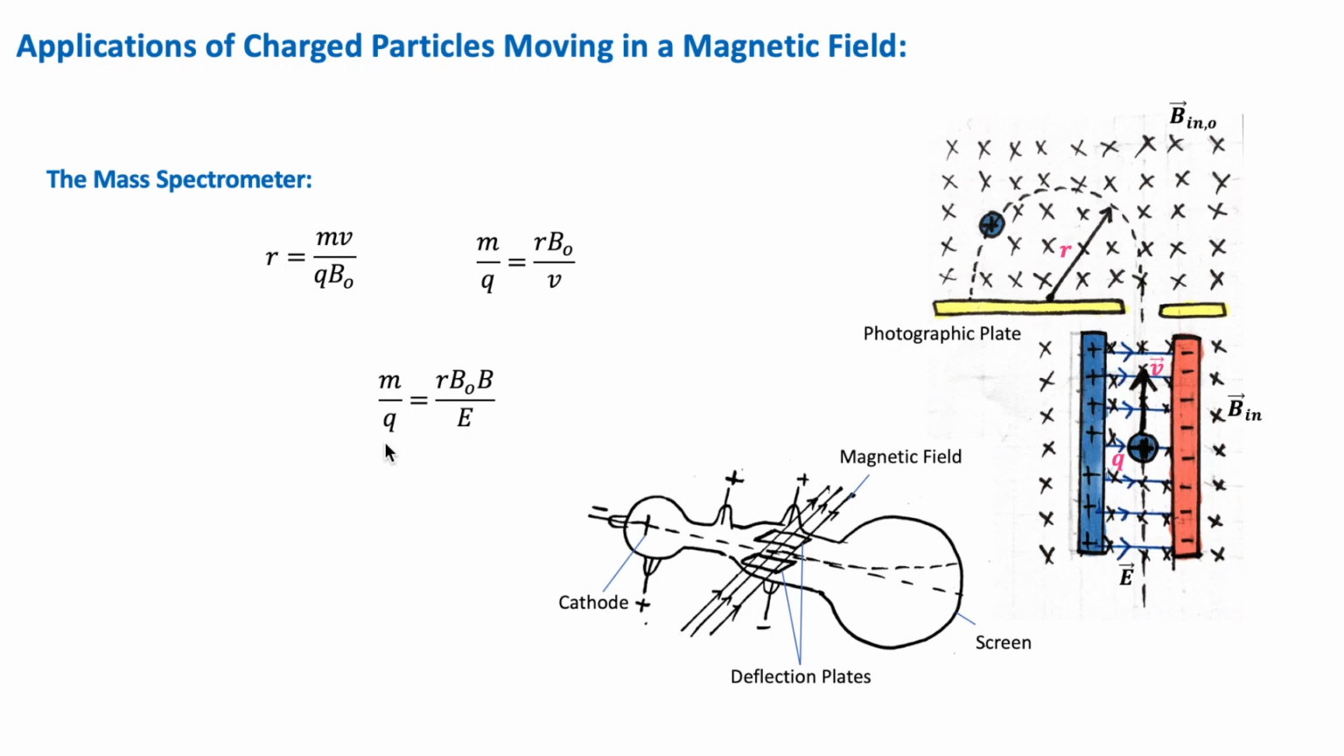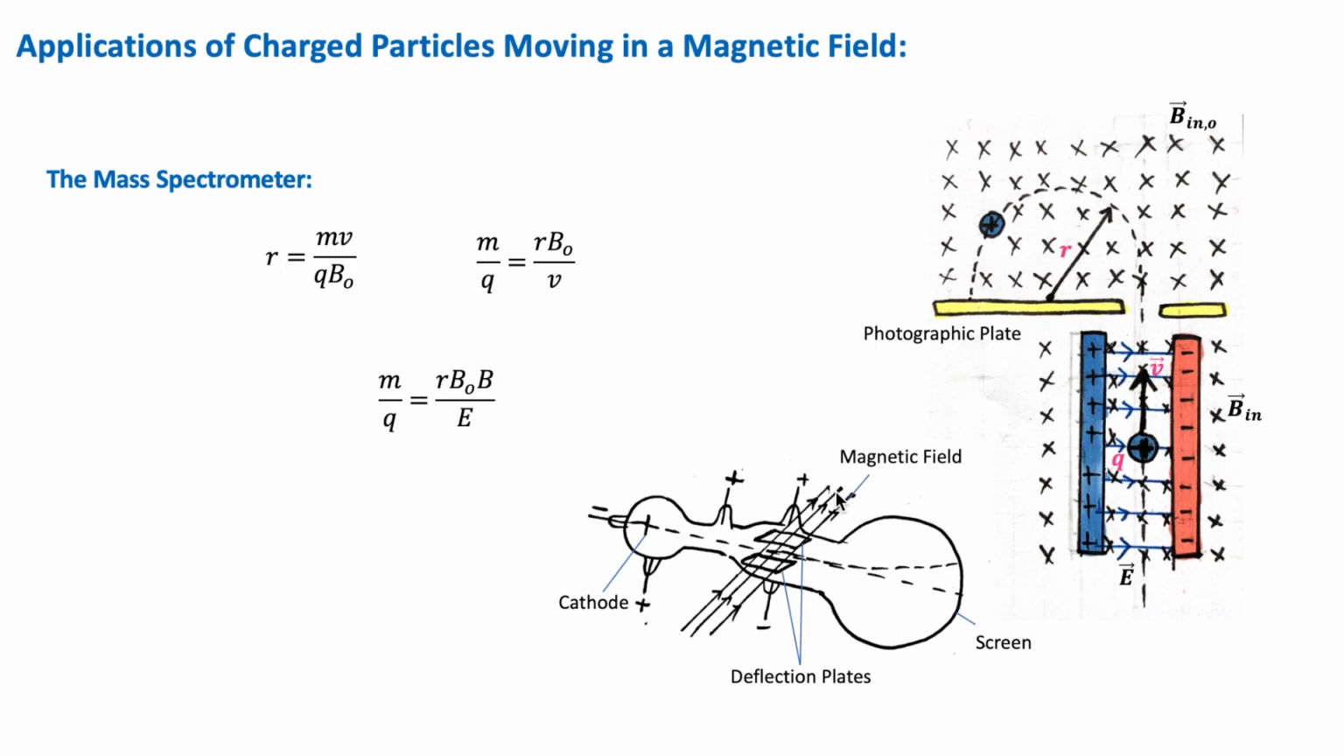So the physicist Thomson used this technique and apparatus here to measure the ratio m over q for an electron. First, electrons are accelerated from the cathode and pass through two slits, and then they enter a region containing perpendicular electric and magnetic fields. So these two plates here produce an electric field, and this is a magnetic field produced by coils here and here.